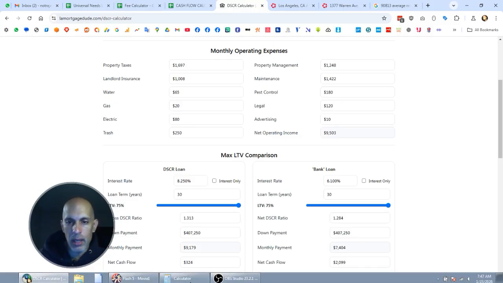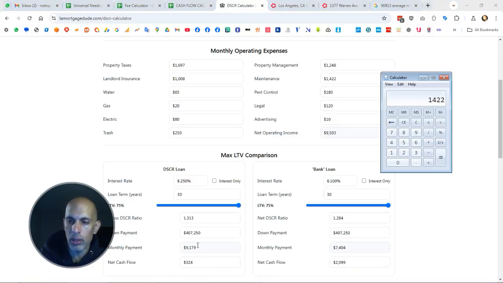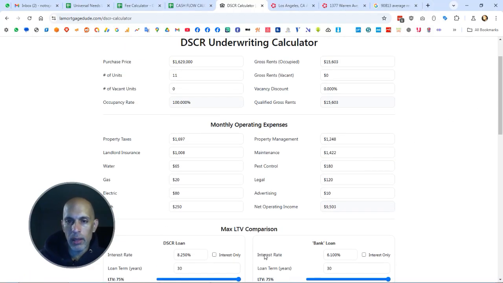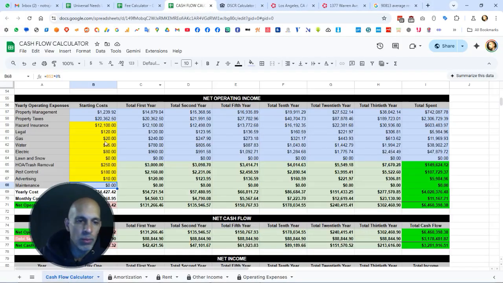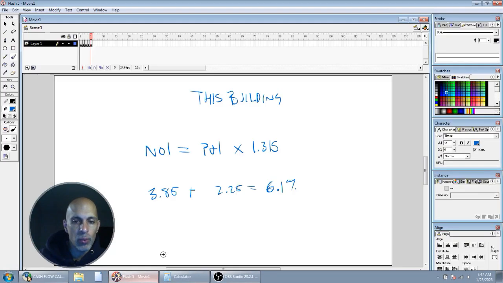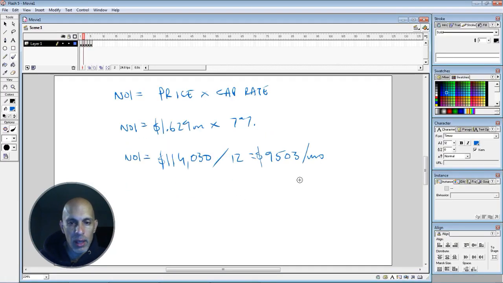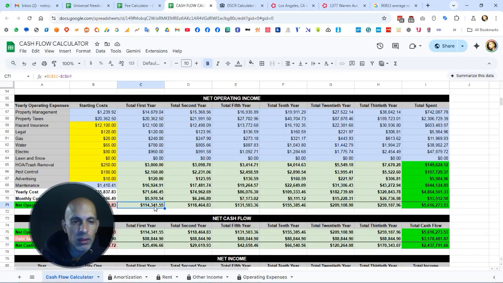So as a percentage, if I were to do this, 1,422 divided by 15,603, I get 9.1%. So let's see here, 9.1, and there we go. So now our operating income is $114,341. What did we say NOI was here? $114,030. So this is a little bit high.